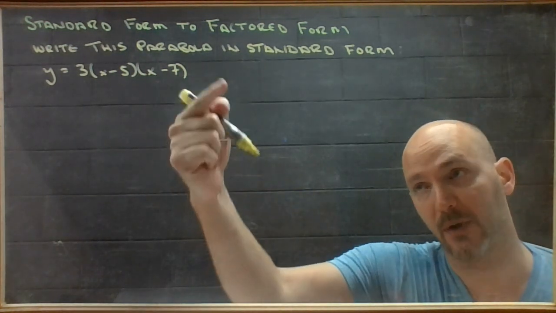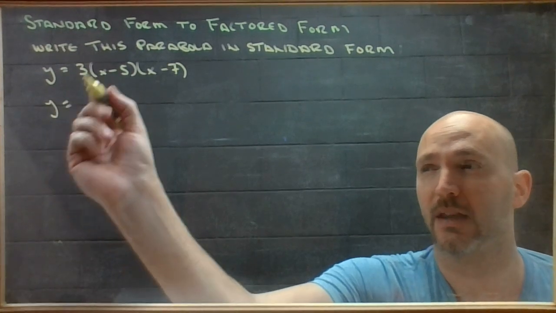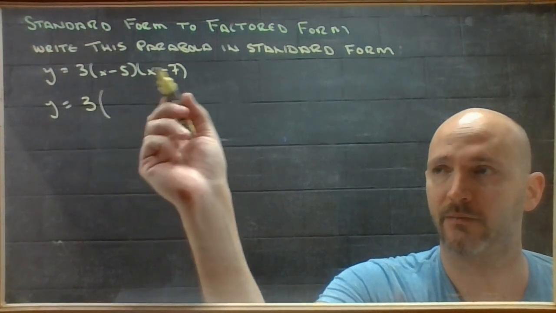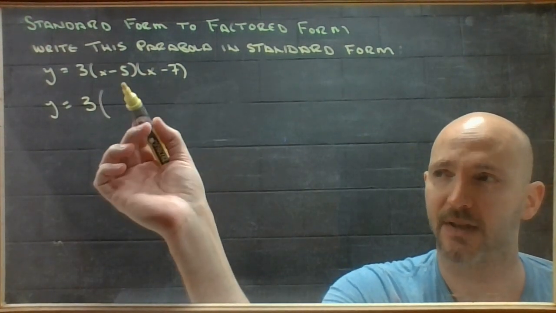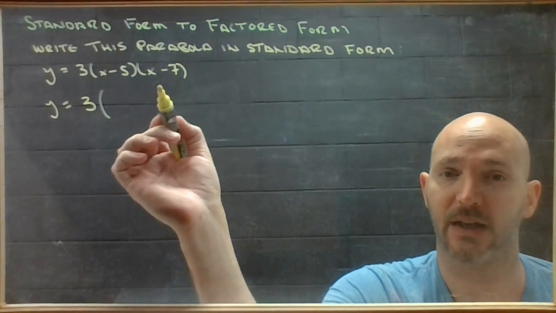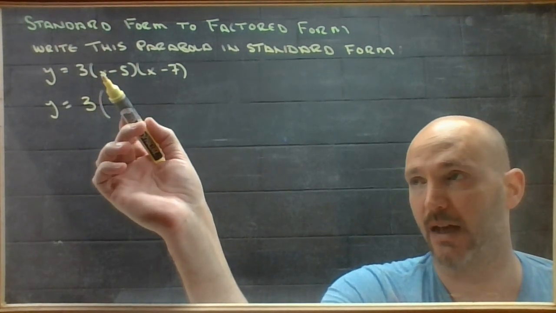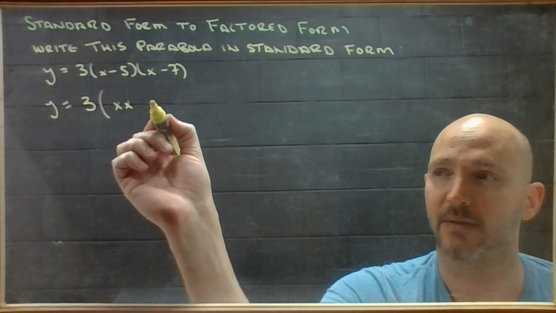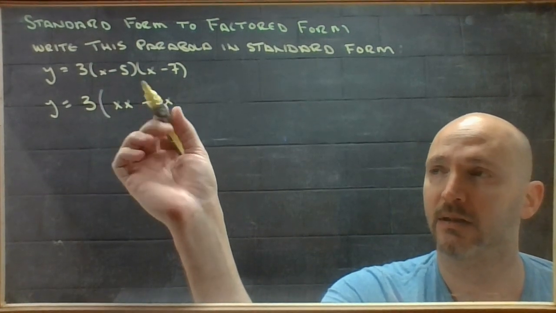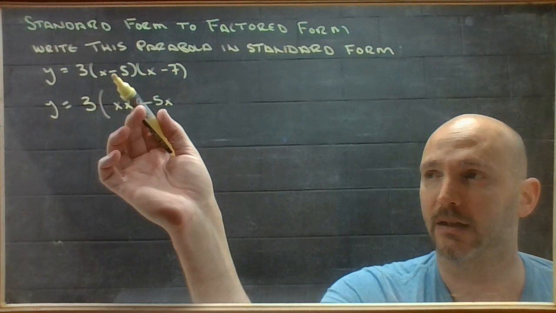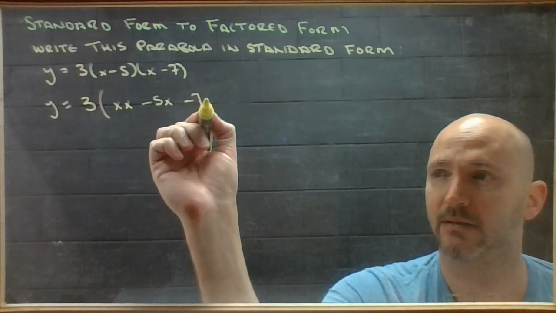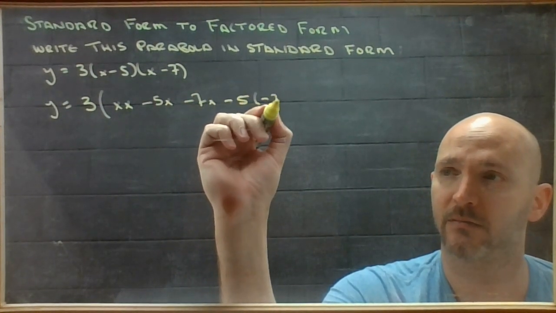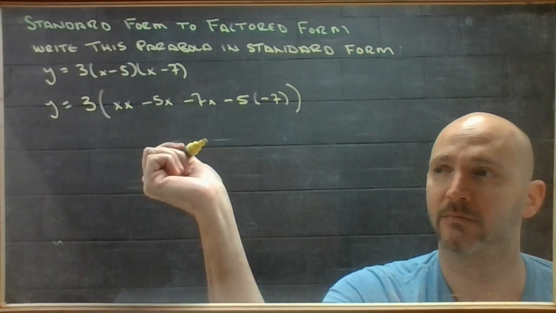So if you can remember how to do this, that number in front always just sat around minding its own business. And then this multiplication says everything in this bracket has to multiply everything in that bracket. So x times an x, a -5 times an x, an x times a -7, and a -5 times a -7. So there you have that.